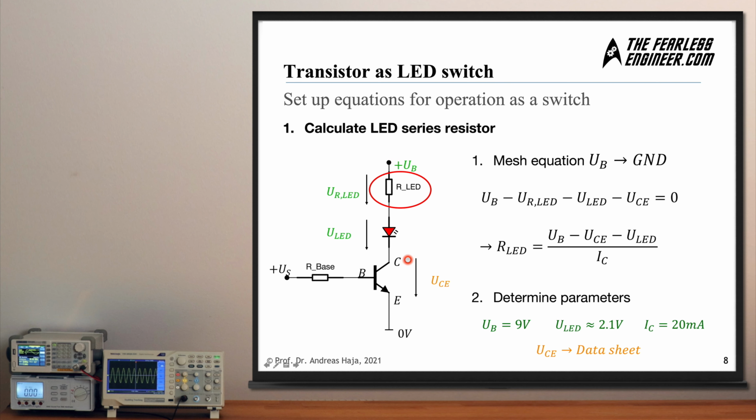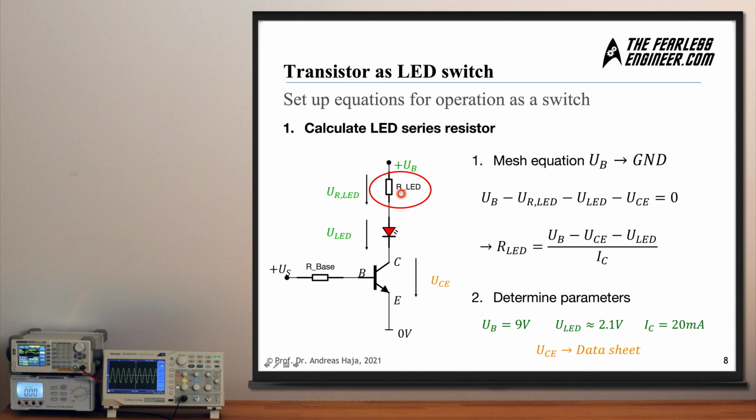We're going to use Kirchhoff's mesh rule, or loop rule, to do this. We start with the supply voltage UB, then we subtract the voltage across this resistor here, then we subtract the voltage across the LED, and then also we subtract the voltage drop between the collector-emitter path, which is all equal to 0 here.